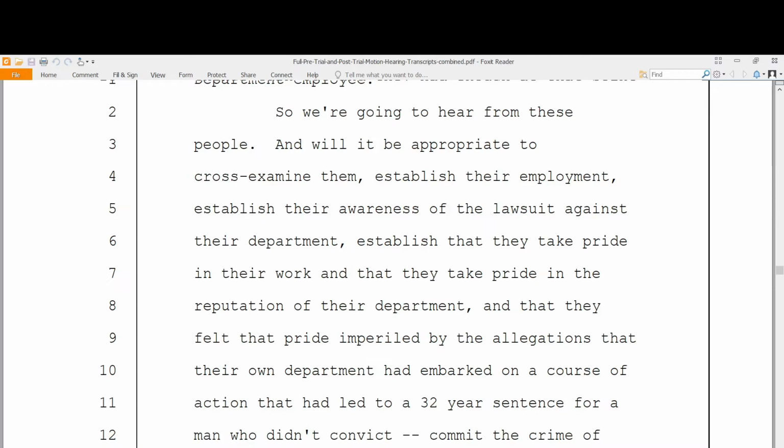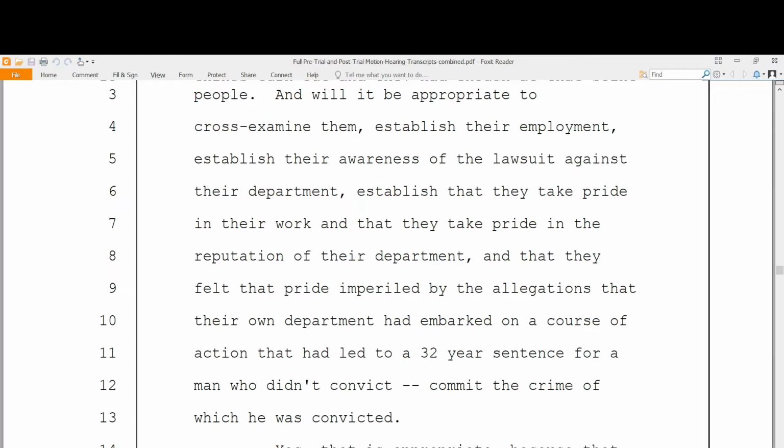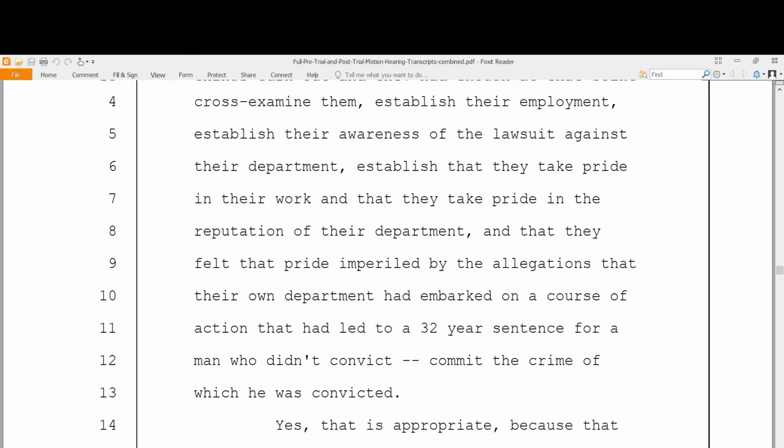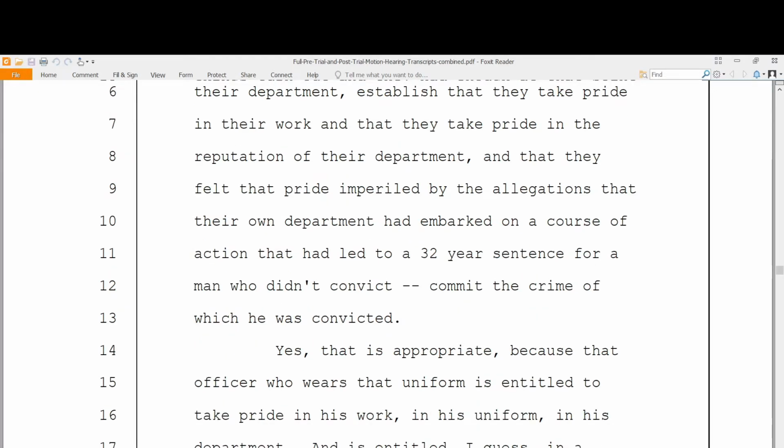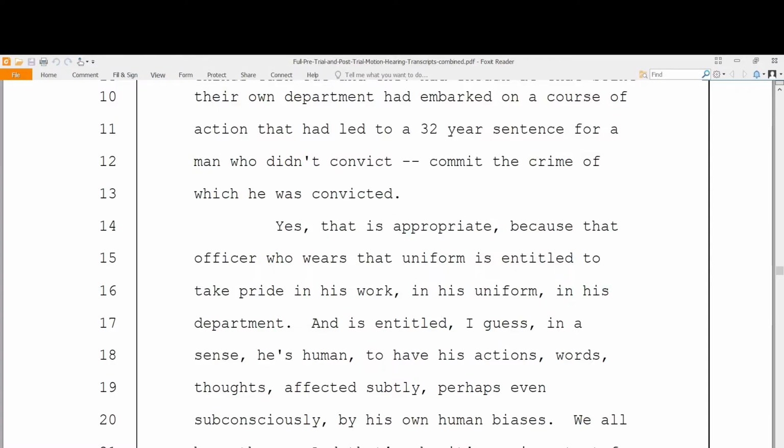So we're going to hear from those people, and will it be appropriate to cross-examine them, establish their employment, establish their awareness of the lawsuit against their department, establish that they take pride in their work, and that they take pride in the reputation of the department, and that they felt that pride imperiled by the allegations that their own department had embarked on a course of action that has led to a 32-year sentence for a man who didn't commit the crime of which he was convicted.